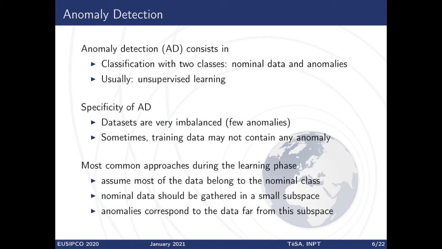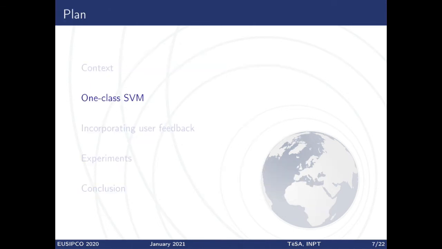So the most common approaches during the learning phase are to assume that most of the data belong to the nominal class, and that nominal data should be gathered in a small subspace. Therefore, if there is an anomaly, it should be far from this data and far from the nominal data, and therefore far from the small subspace.